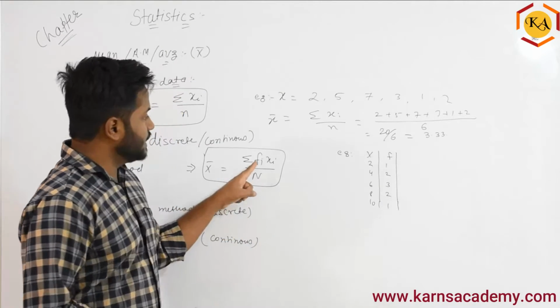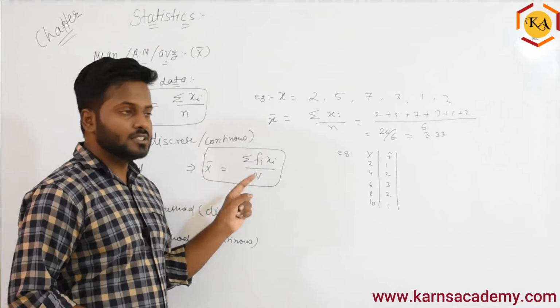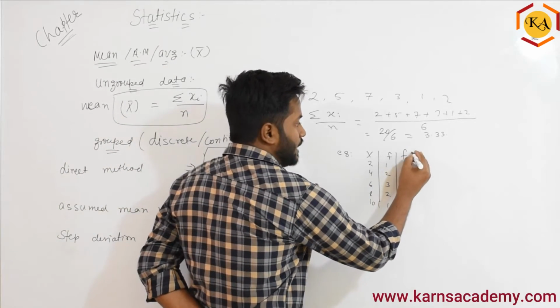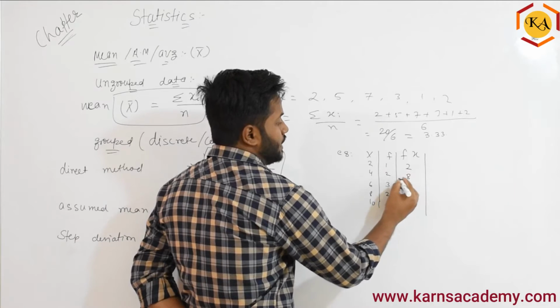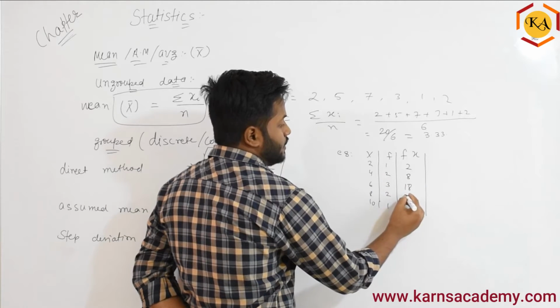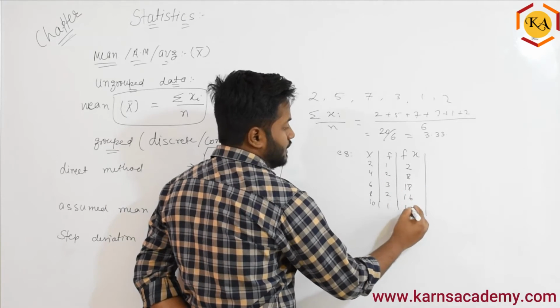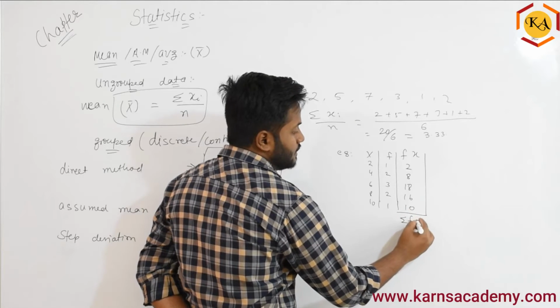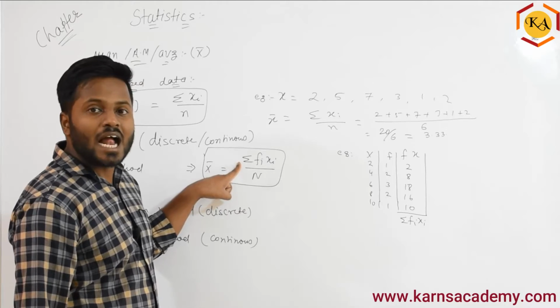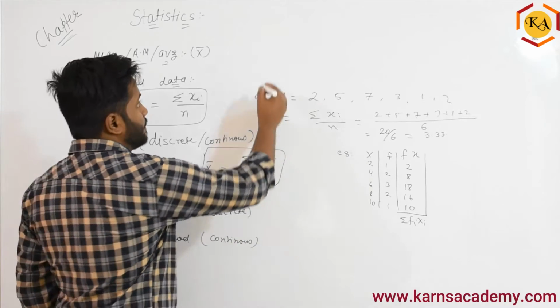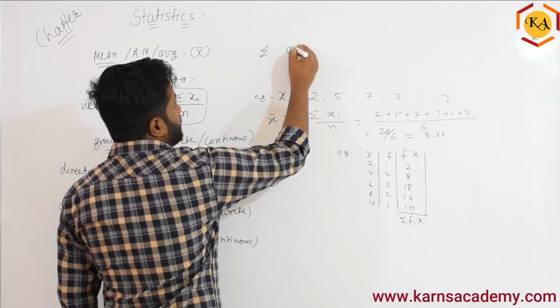So formula says f into x. What does it mean? It means you have to multiply f and x. So 1 times 2 is 2, 2 times 4 is 8, 3 times 6 is 18, 2 times 8 is 16 and 10. Now if you add these things, you will get summation fi xi. This summation means adding all the values. Remember, summation means adding.